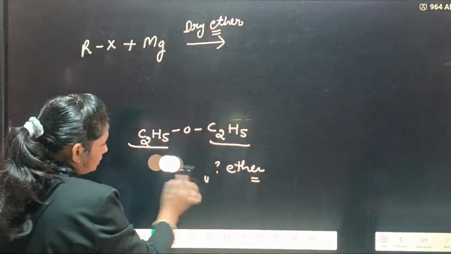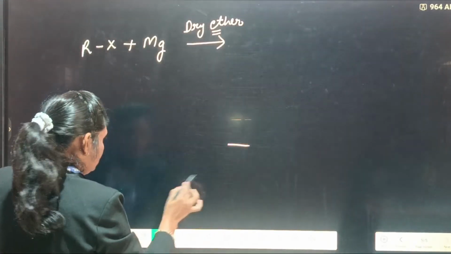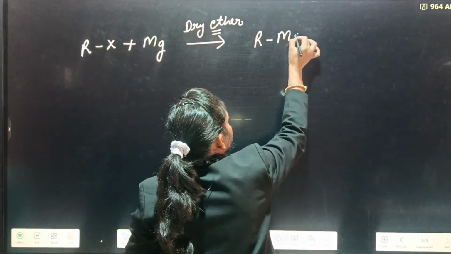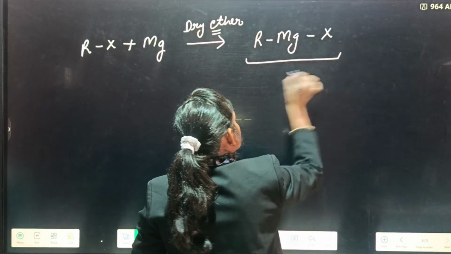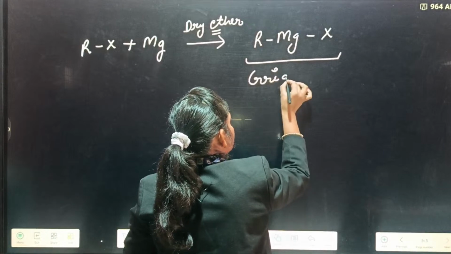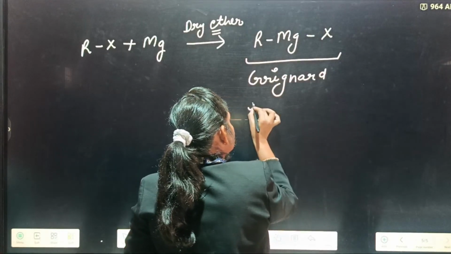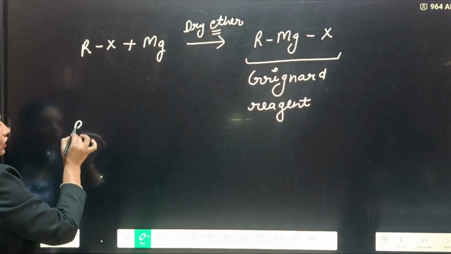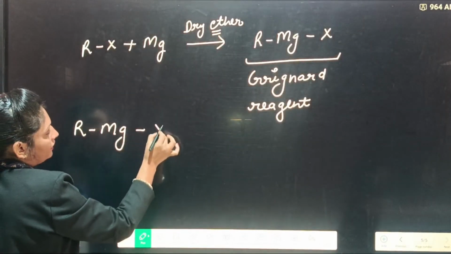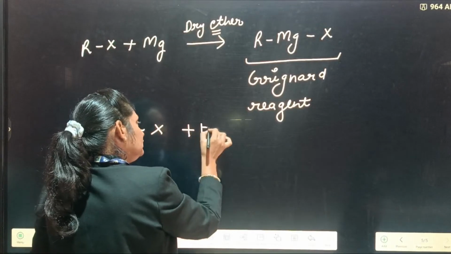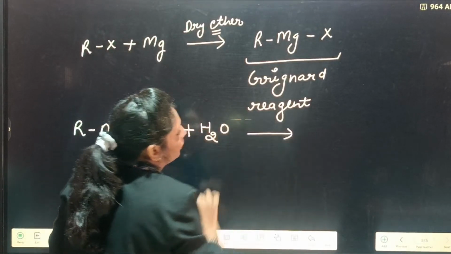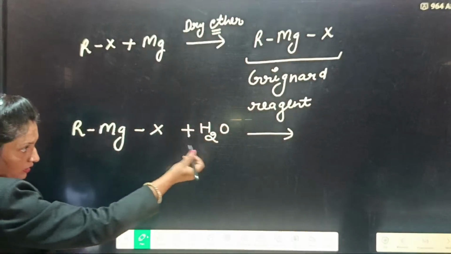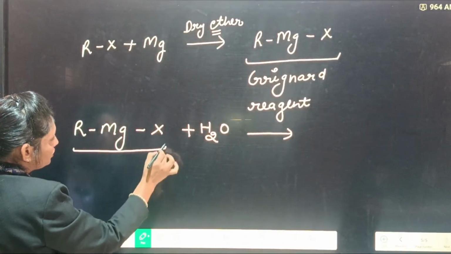So in the presence of dry ether, firstly you will get RMgX, this is the Grignard reagent. Now you will prepare alkane from this Grignard reagent. How will you prepare it? You will react the Grignard reagent with water.